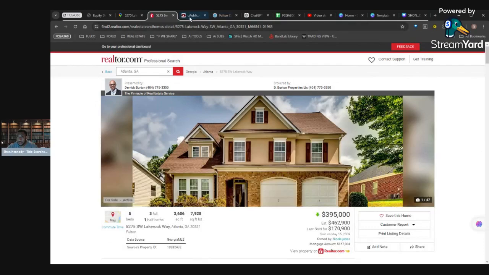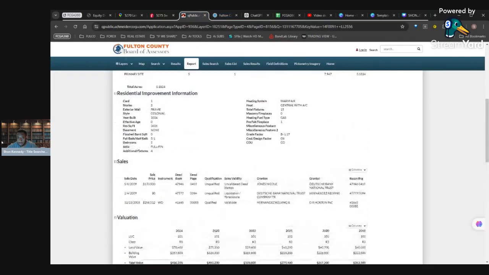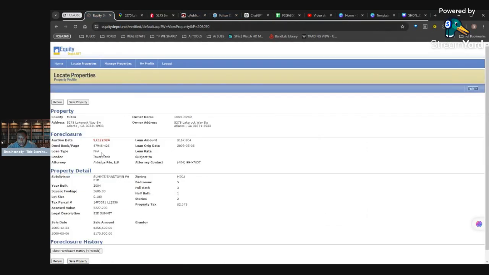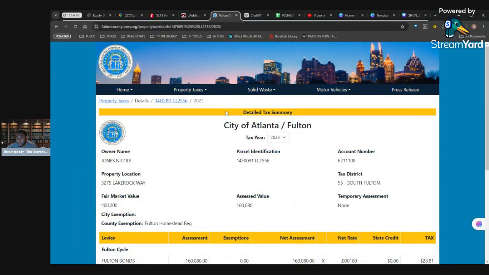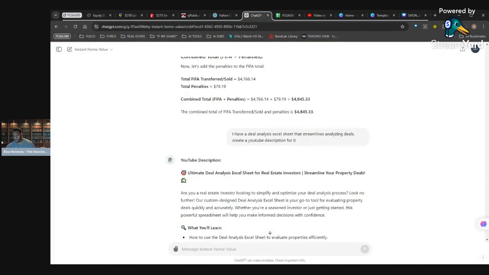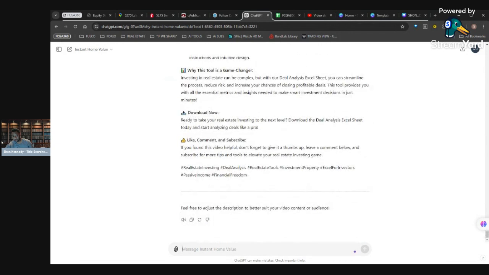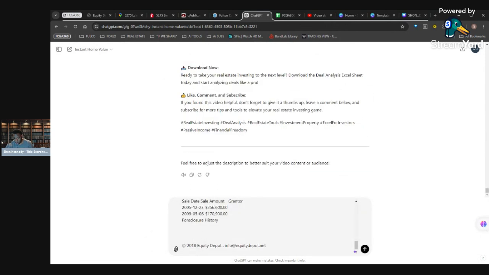But we're not here to analyze the deal right here. Of course, I copied and pasted all this information from this site, this site, this site, and this site, which is the tax bill site, tax bill summary. Then we come down to chat, and we're going to go ahead and paste all this data.